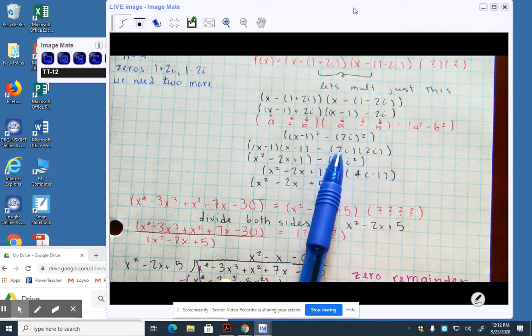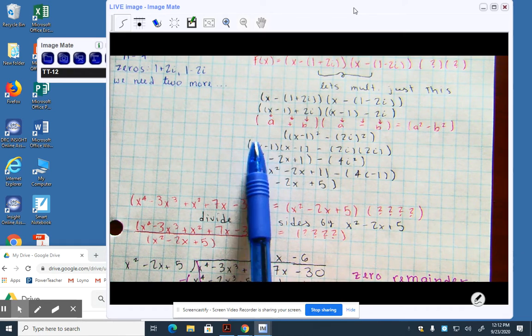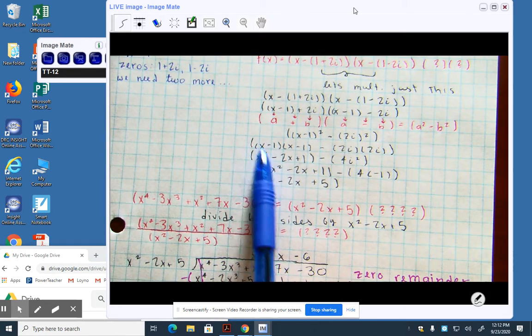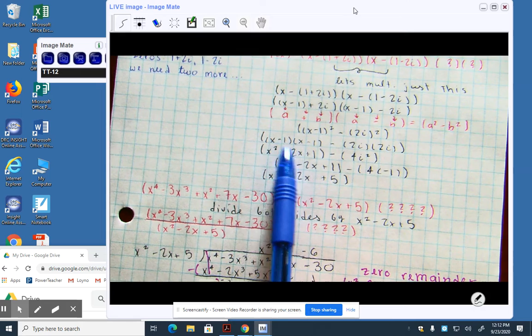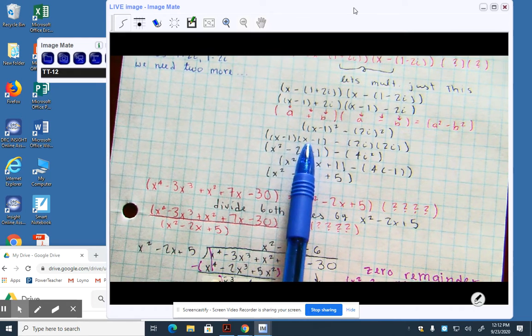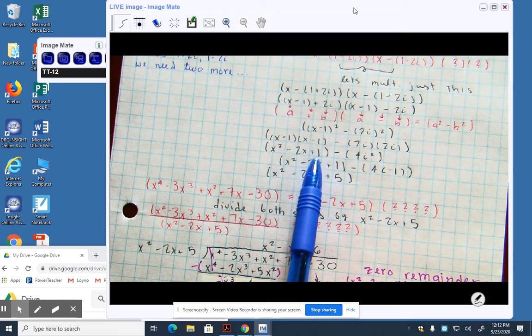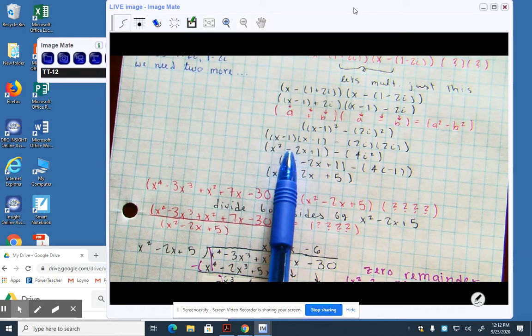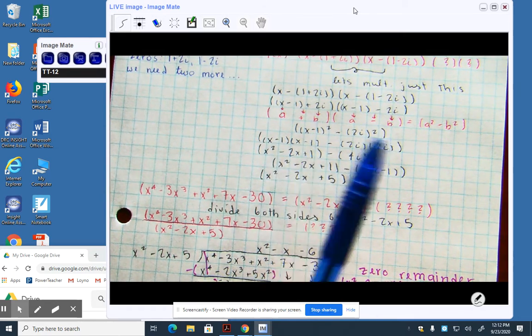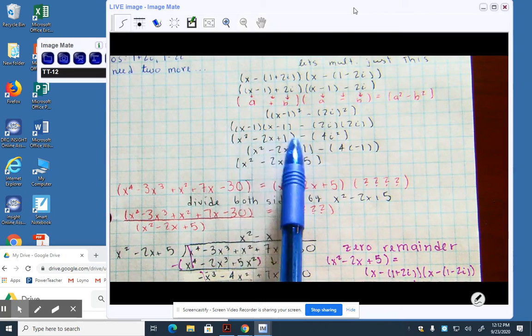2i squared is 2i times 2i. So I just simply FOIL this: x squared, negative x, negative x, and negative 1 times negative 1 is positive 1. So I have negative 2x, and then I have a positive 1. So this is a quadratic.